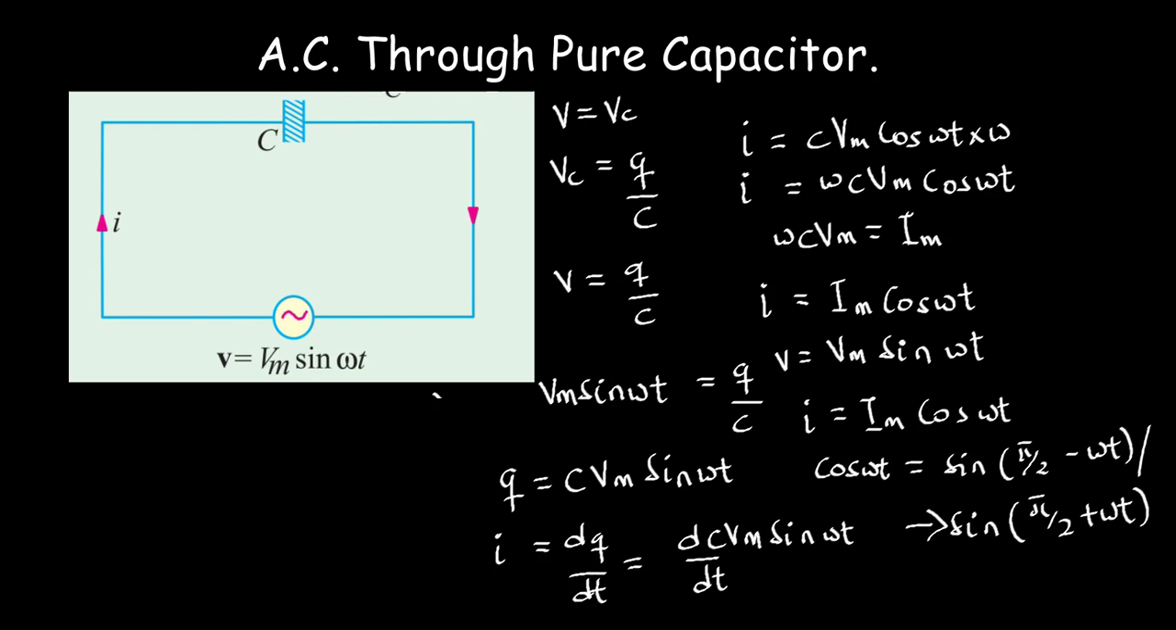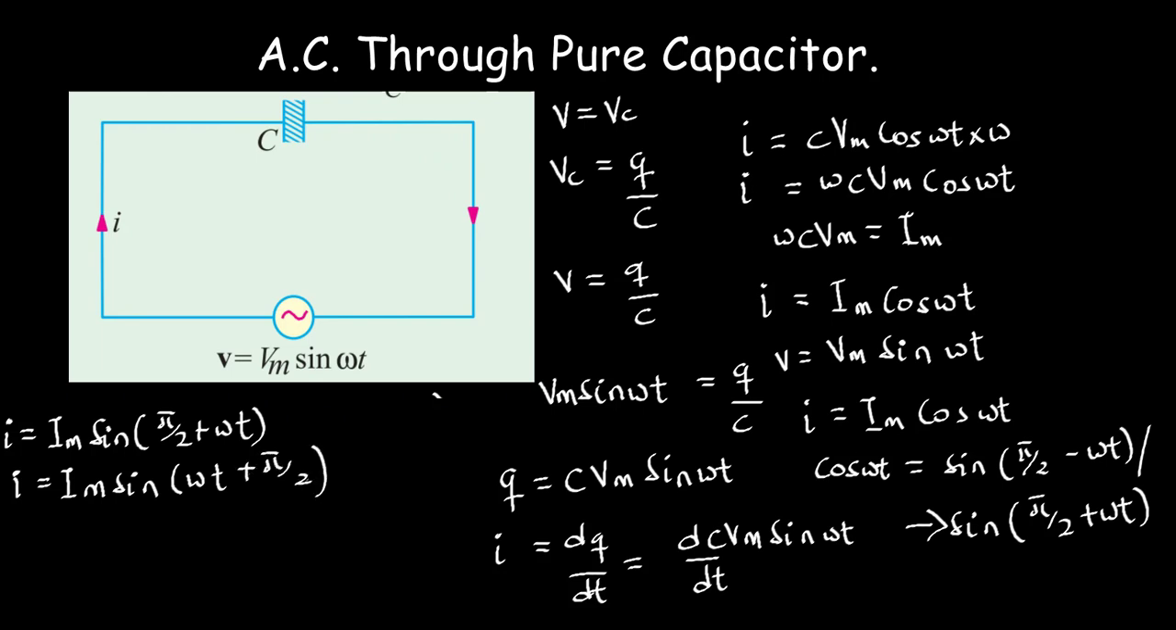So we are going to have I equal to Im sine, so we have sine pi on 2 plus omega t. But I want it to match with the voltage expression, so I will write this as I equals Im sine omega t plus pi on 2. So this is what you have now.